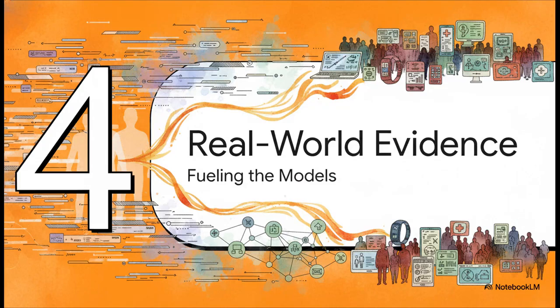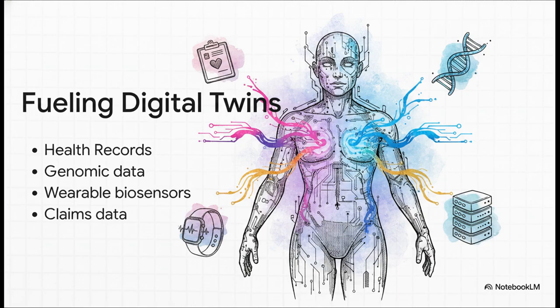Section 4. Real-world evidence, or the fuel for these models. Now, you might be wondering, how do we make these twins so accurate? Well, a digital twin is truly only as good as its data. It relies heavily on massive, diverse repositories of real-world evidence to constantly calibrate and validate its predictions. We're talking about integrating electronic health records, complex genomic and multi-omic data, real-time biosensor readings from wearable devices, and vast healthcare claims databases. This rich tapestry of real-world data is the absolute fuel that makes the virtual patient a dynamic, breathing reflection of human biology.